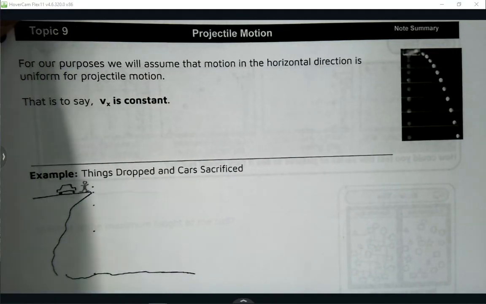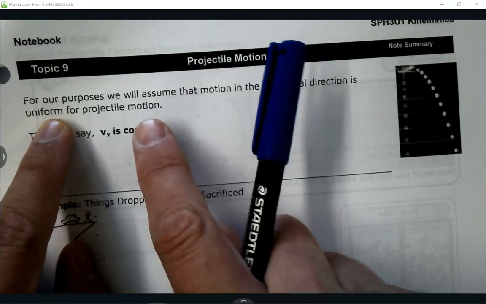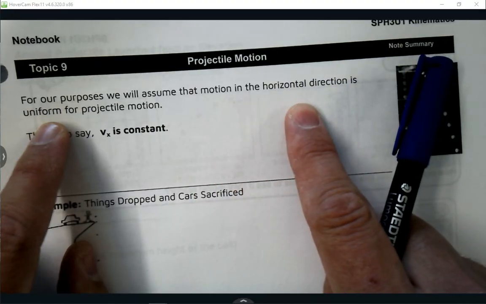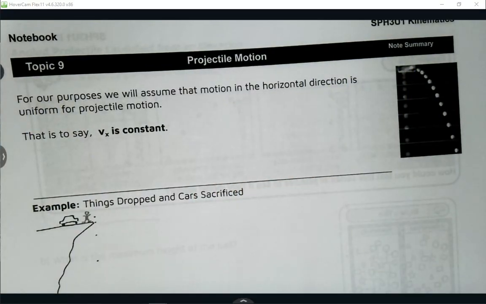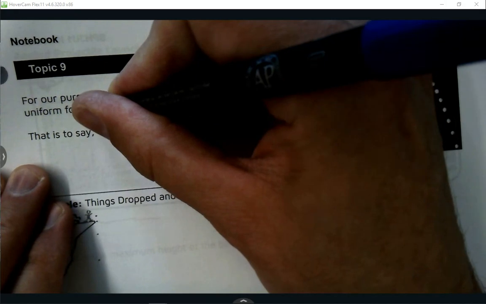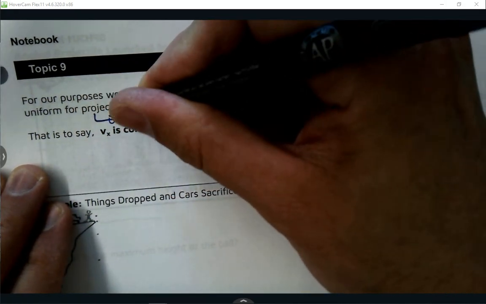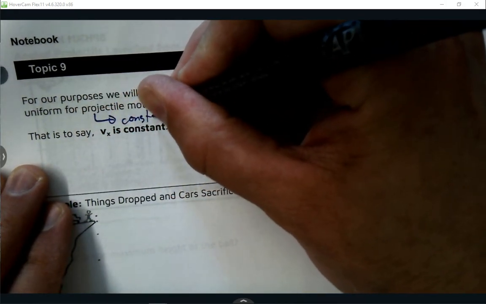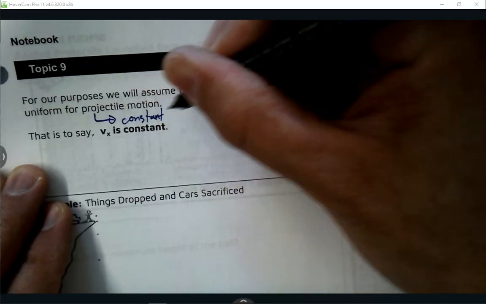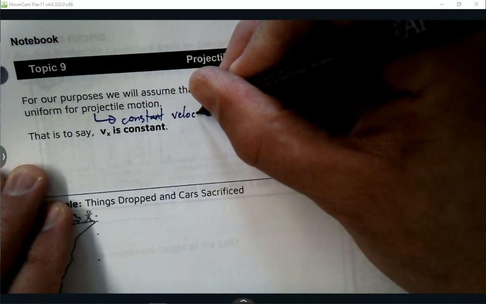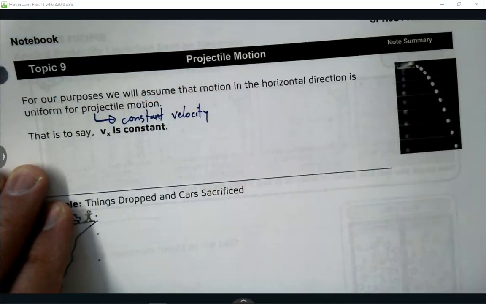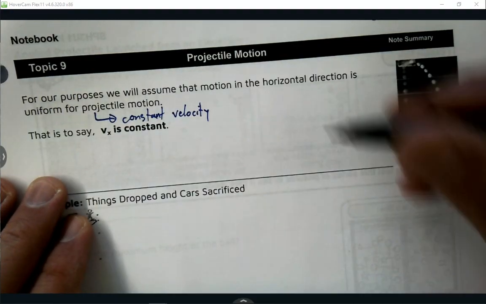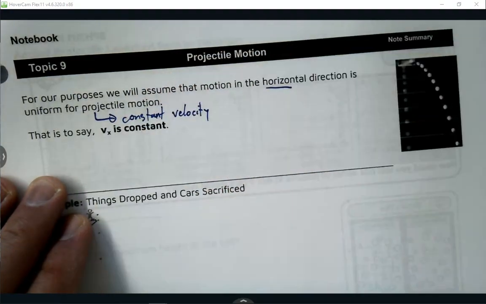But what we say with projectile motion is that, for our purposes, we will assume that motion in the horizontal direction is uniform. What we mean by that is it has a constant velocity in the x direction. So this horizontal motion has that constant velocity.